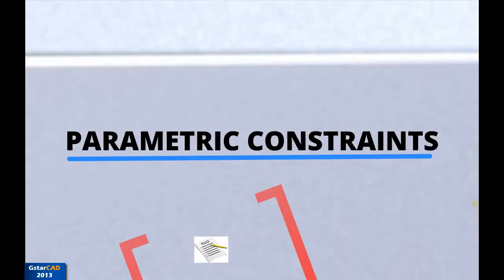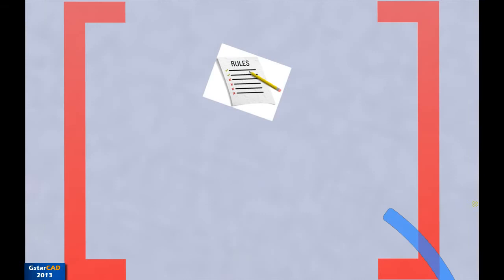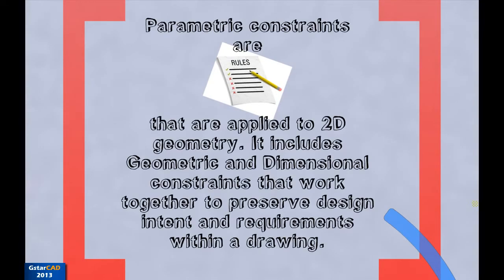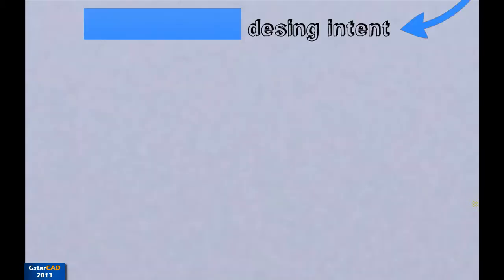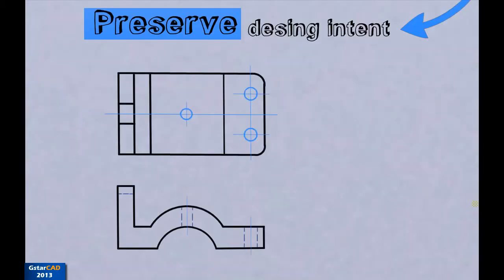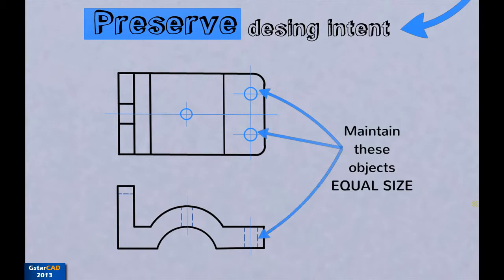The first one is parametric constraint. As you know, parametric constraints are rules that are applied to 2D geometry. It includes geometric and dimensional constraints that work together to preserve design intent and requirements within a drawing. For example, in this drawing, if you want to maintain these objects at equal size, the holes or circles and the segment lines equal, that means proportional, okay, keeps these objects proportional.